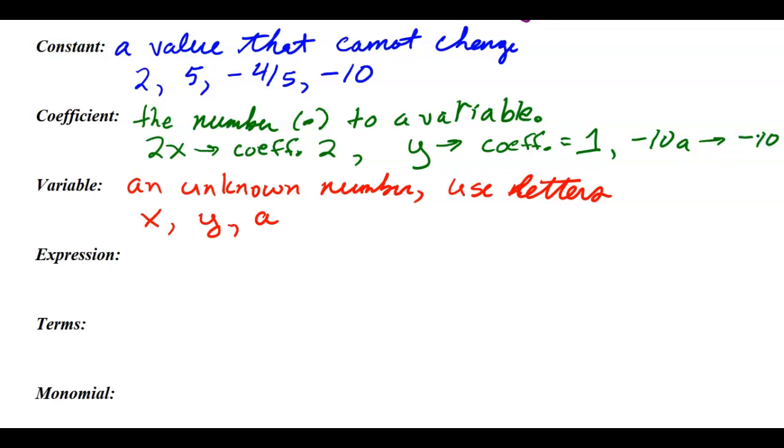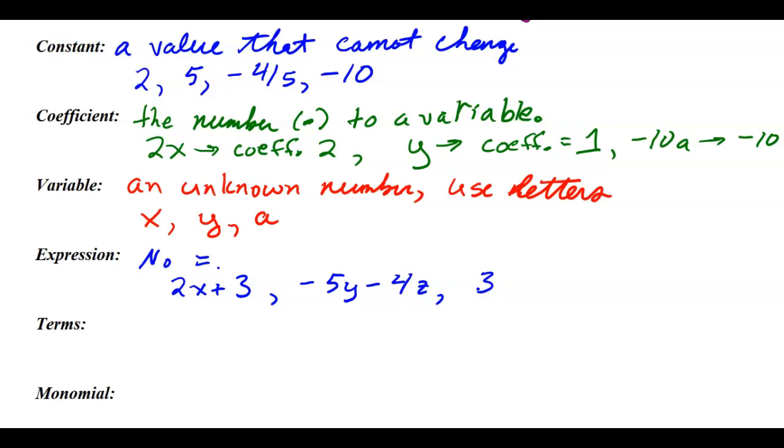An expression is essentially a value set with no equal sign. So you have no equal sign. So 2x plus 3 is an expression. -5y minus 4z is an expression. Essentially anything that has no equal sign. If I just say 3, that is also technically an expression because there's no equal sign.